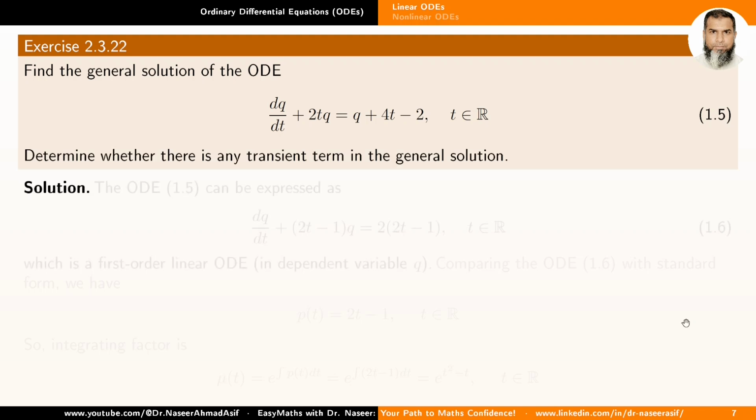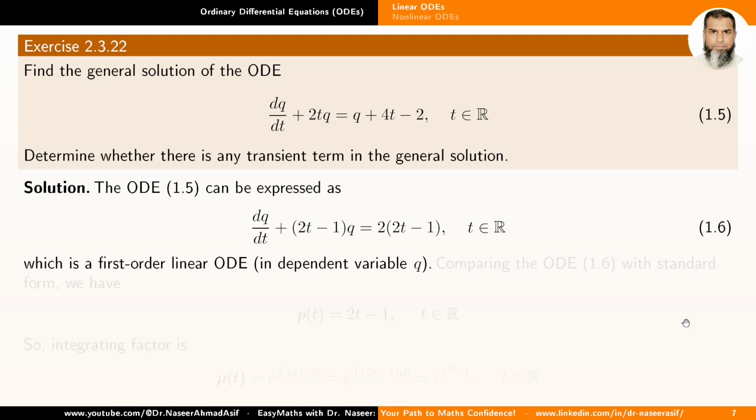Well, see solution. The ODE 1.5 can be expressed as dq by dt plus 2t minus 1 into q is equal to 2 into 2t minus 1 where t belongs to R, which is the first order linear ODE in the dependent variable q. Comparing the ODE 1.6 with standard form, we have p of t is equal to 2t minus 1 where t belongs to R.